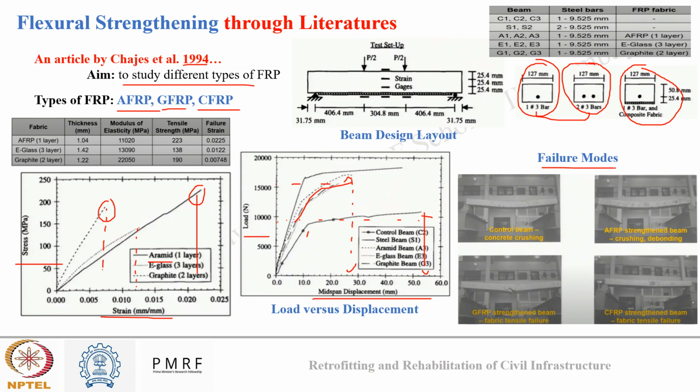And they also reported different failure modes. For the control beam, they observed that concrete crushing happened. In case of aramid fiber reinforced polymer, crushing along with debonding was observed. In case of glass fiber reinforced polymer, fiber tension failure was observed at the bottom. And in case of carbon fiber, they again observed fabric tension failure at the bottom.